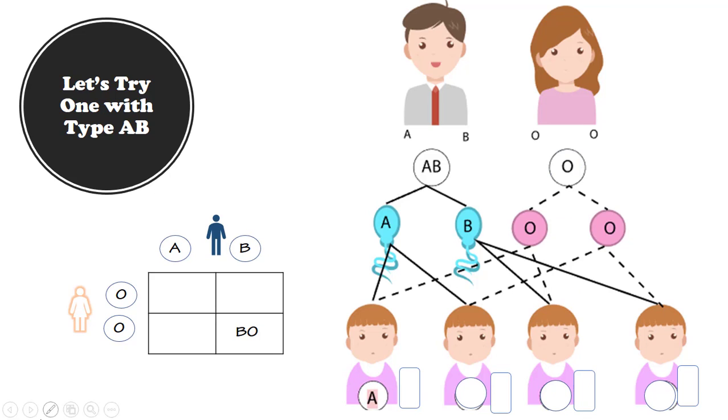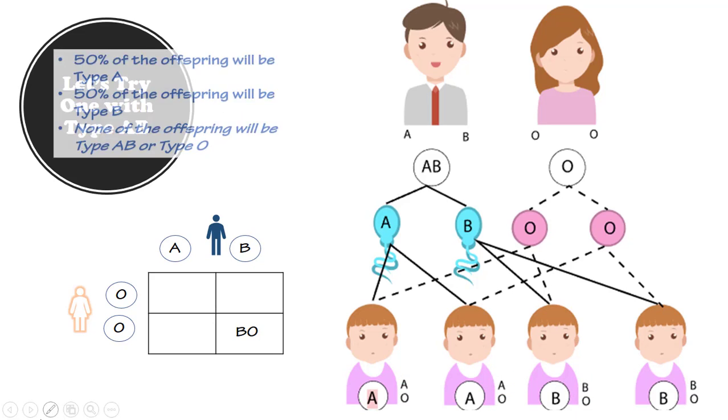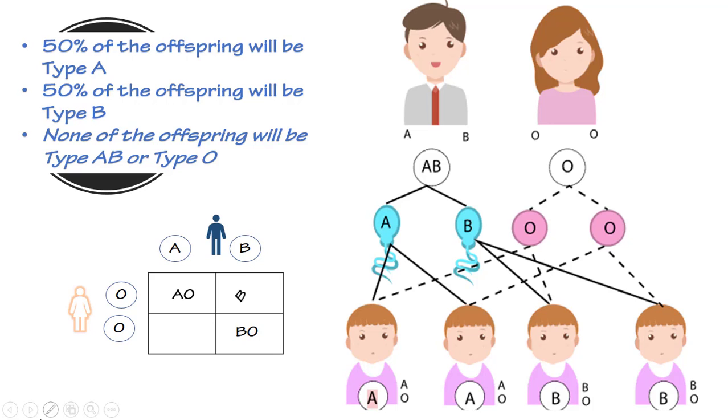In this situation, we see that 50% are type A and 50% are type B. None of the offspring are type AB or type O.